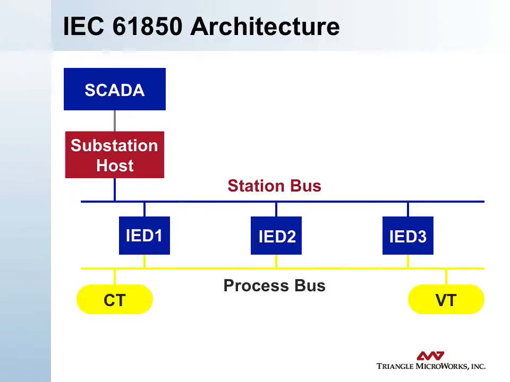The 61850 communications architecture is defined in terms of two buses. These are logical buses. They may in fact share the same media and infrastructure. The station bus is used for high-level communication between IEDs and back to the substation host, which would be the pathway back to the control center. The process bus is used for streaming data from things like current transducers and voltage transducers. These samples can then be shared by the various IEDs in the substation.